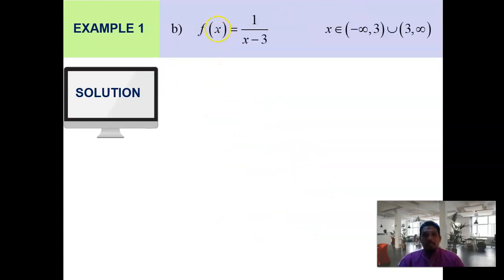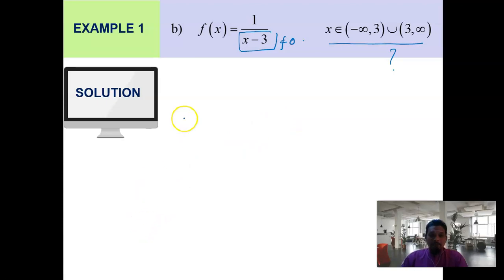Now, the function f(x) equals 1 over x minus 3. Class, why do we have this? Yes, because the denominator cannot be equal to 0. So the value of x is valid from negative to positive infinity except when x equals 3, because 3 minus 3 equals 0, and 1 over 0 is undefined. We cannot define the value of 1 over 0.